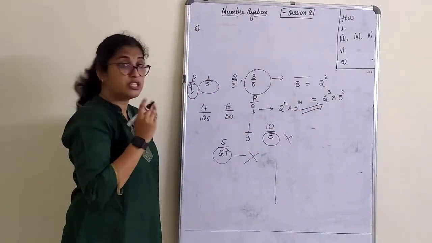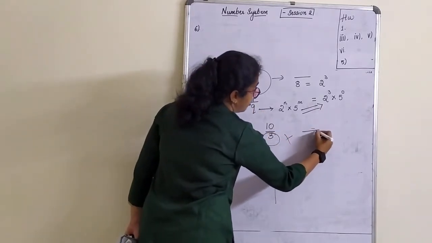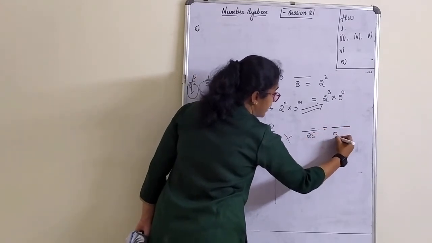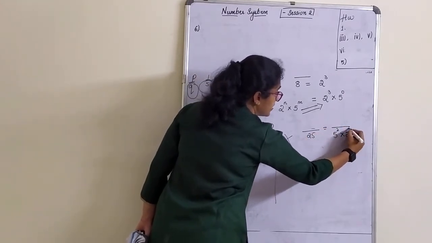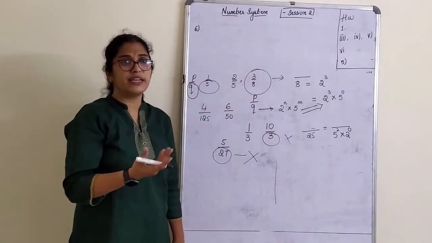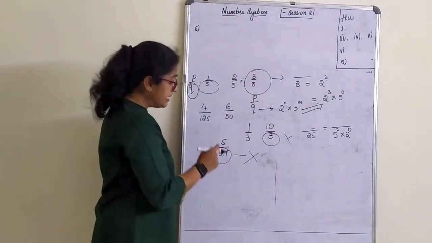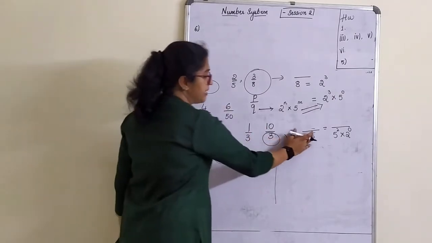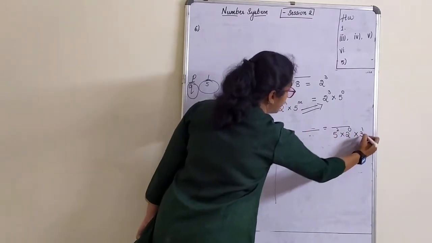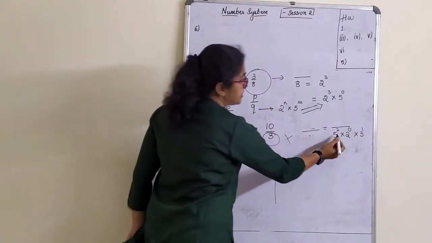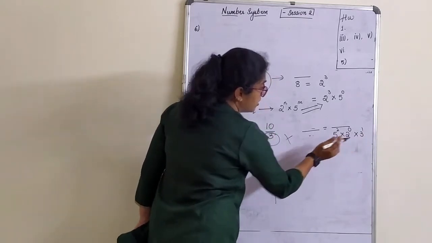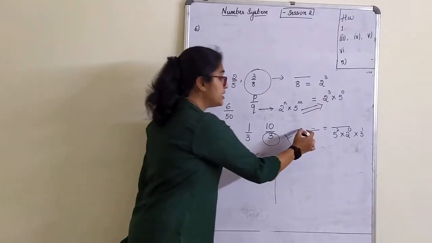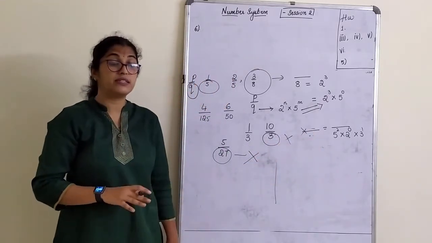We should have these both. If the denominator is 25, it is of the form 5 raised to 2 into 2 raised to 0. Correct? 2 raised to 0 we can take, 5 raised to 0 we can take. But in case we have any other number apart from 2 and 5, say 3 raised to 1 was there in that particular place, then it will be non-terminating, that means it is recurring.